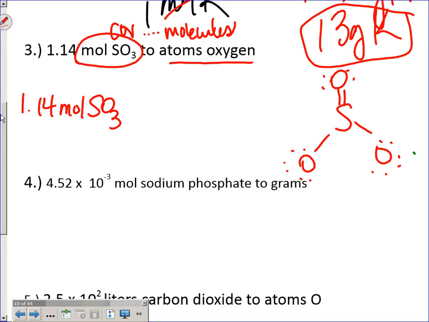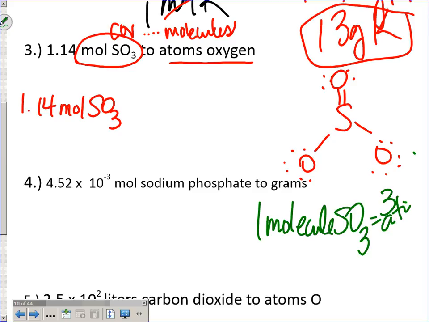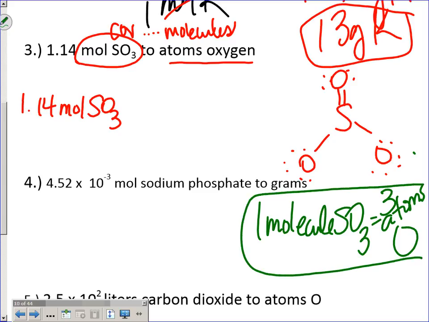In that one molecule of SO3, how many atoms of oxygen are in it? 3. You just made your own conversion factor. Yay, you! This is what you need to do for yourself occasionally. I'm going to write this down here. One molecule of SO3 contains 3 atoms of oxygen. Since this is a true statement, an equivalency, we can use this as a conversion factor later on.